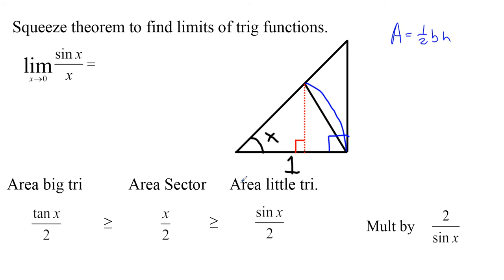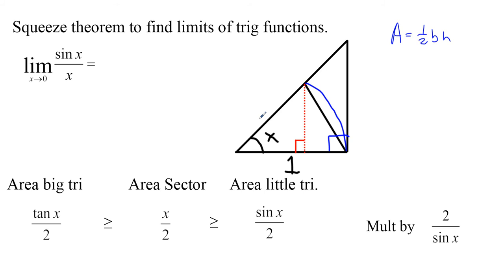And then finally, the area of this little triangle, this smaller one, is going to be, again, 1/2. The base we see to be 1, and then to find the height, which would be this little red dot, we would go sine x, and again, because this is a section of a circle, this would be 1, and this distance would be 1.